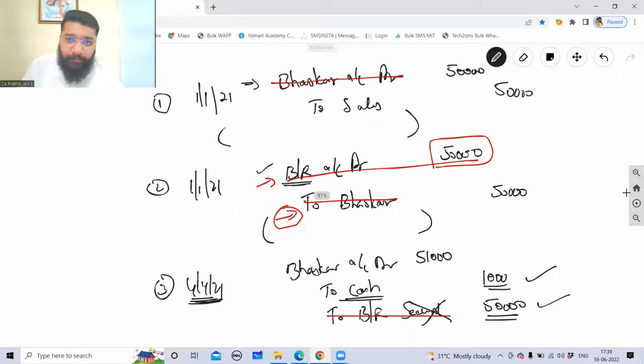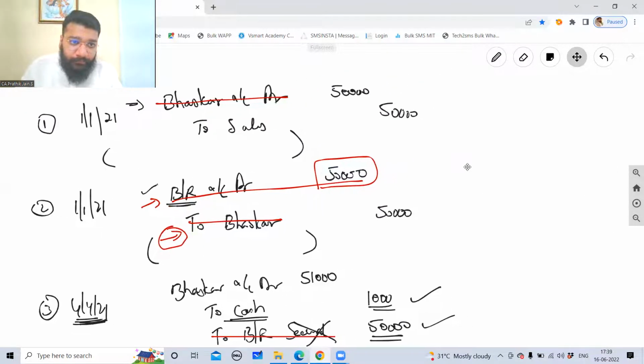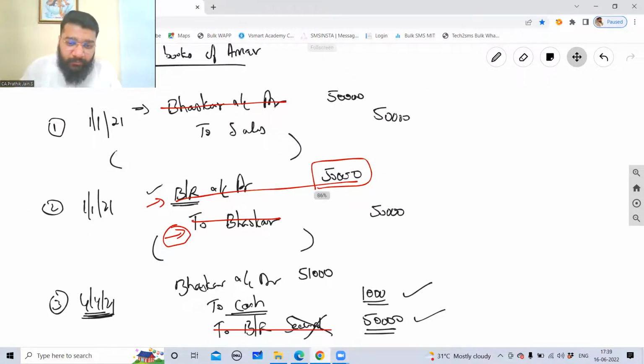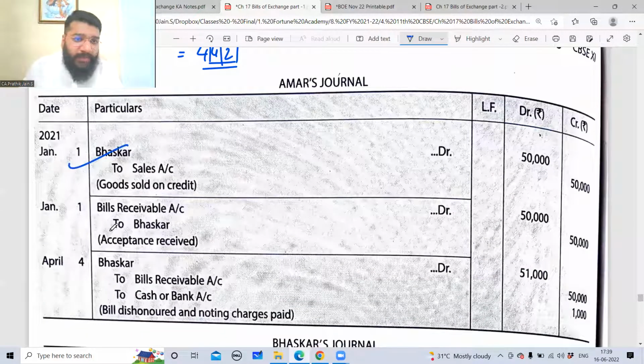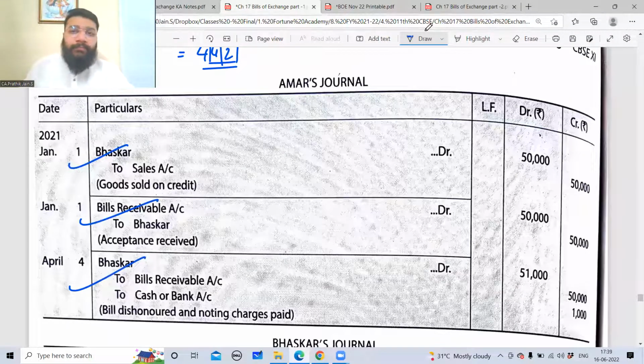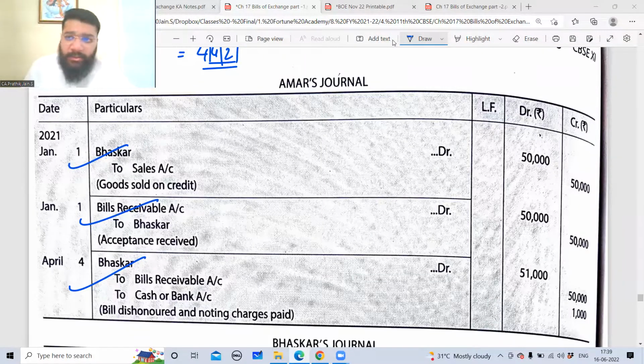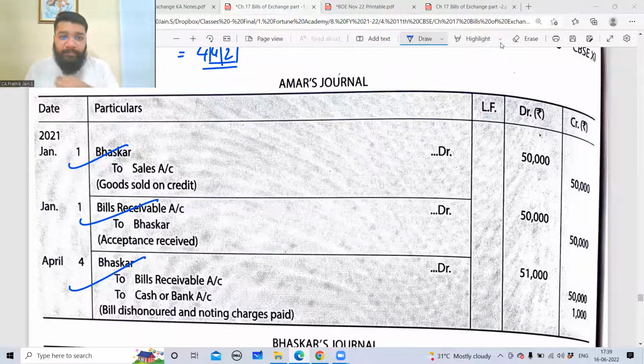Please tell me if you have any problem. These three entries I'll record. Please tell me if you have any problems. Sale entry, bills of exchange entry, and dishonorment entry. Abhi, Ashwin, Bhumika, Kavi, Kavya, Sanjay, Shrikant, please tell me if you're clear or not clear. Clear, sir. Clear, sir.